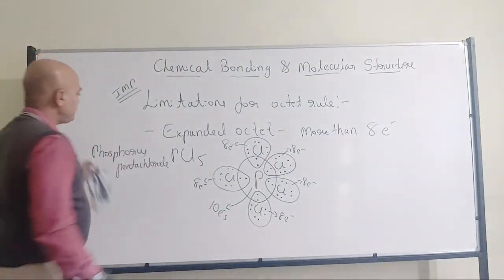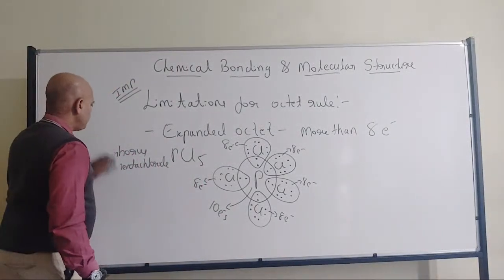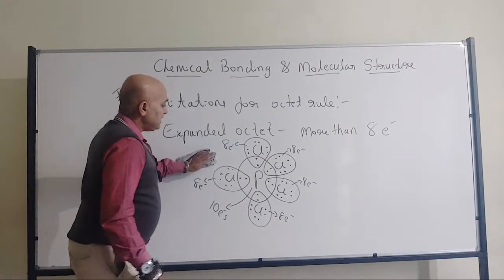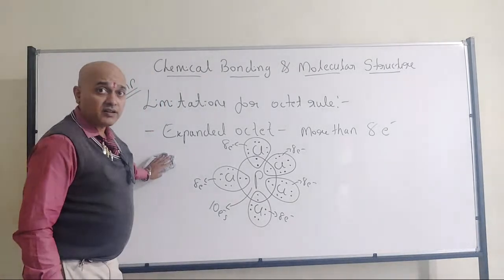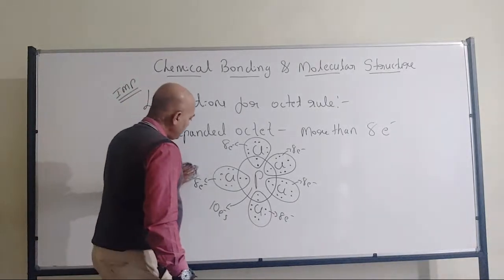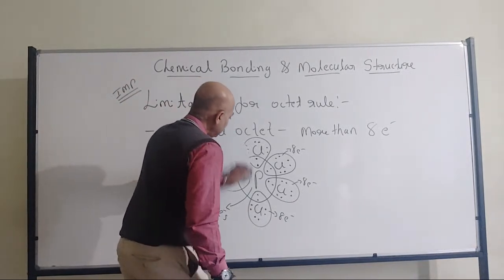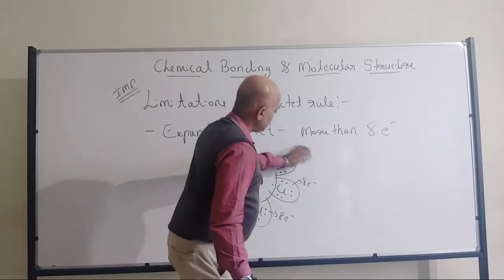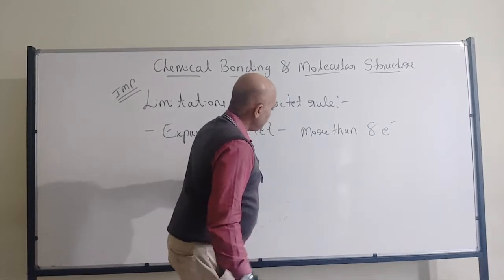Same way, we have sulfur hexafluoride, then we have sulfuric acid. Many other examples are there which will have more than 8 electrons. An element in that compound will have more than 8 electrons, and still that molecule is existing in nature.